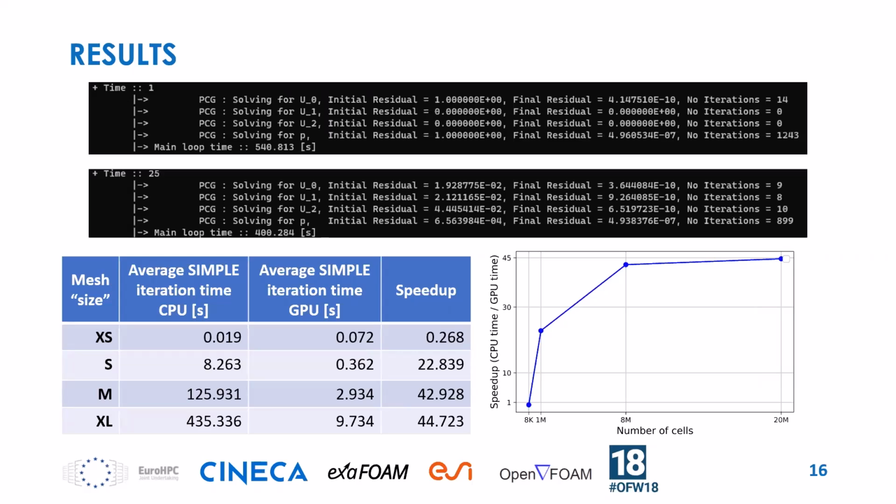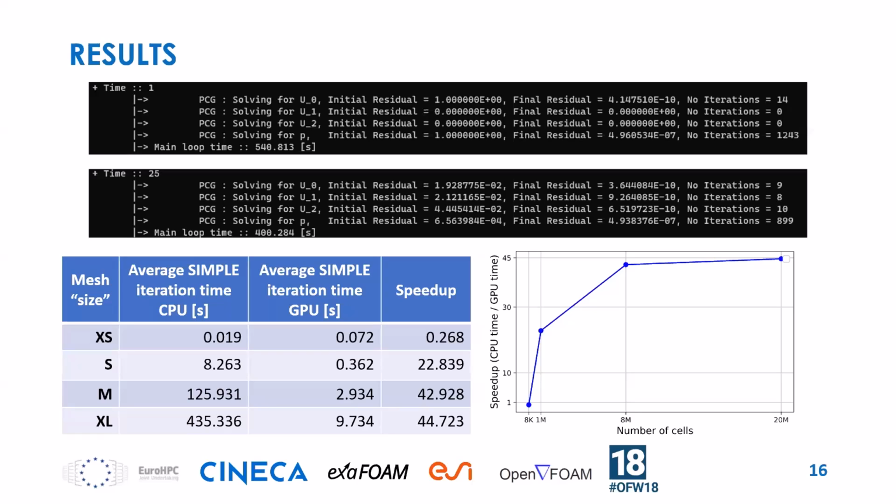These are the results: the average times for simple iterations on CPU and GPU, and the speedup. The speedup grows with the size of the mesh. For the smallest mesh, which is about 8,000 cells, the CPU is actually faster because we are not giving the GPU enough work, let's say. And then as the size of the mesh grows, we reach a sort of asymptotic value of about 45.